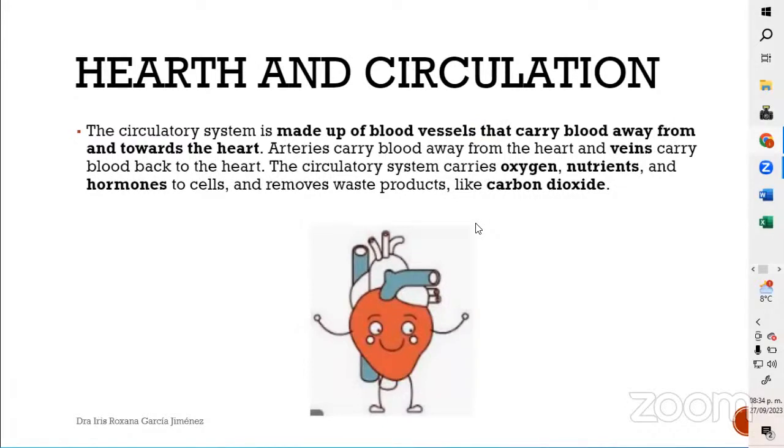The circulatory system is made up of blood vessels that carry blood away from and towards the heart. Arteries carry blood away from the heart, and veins carry blood back to the heart. The circulatory system carries oxygen, nutrients, and hormones to cells and removes waste products like carbon dioxide. Thank you. So, that's the common definition, right? That's the common way to describe this system. So let's go ahead.